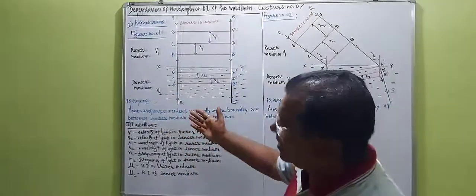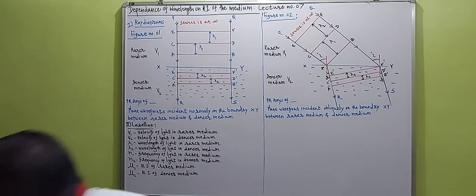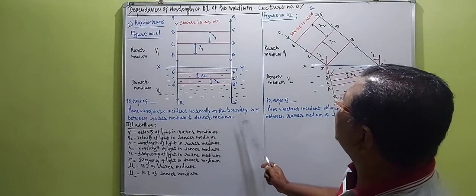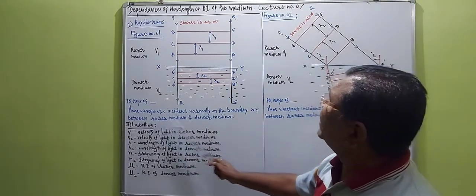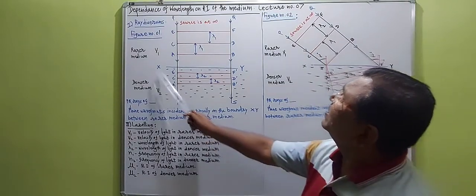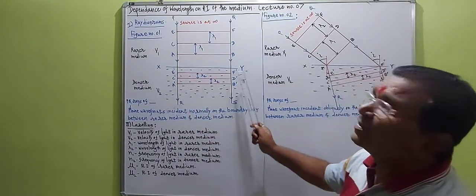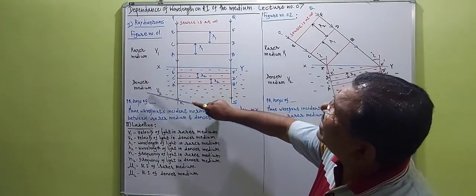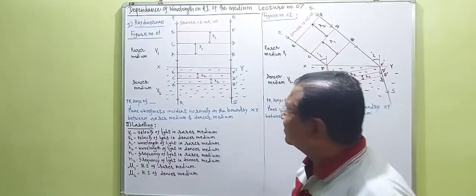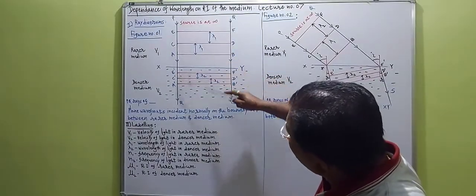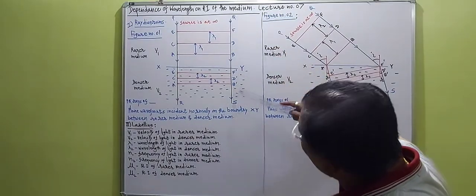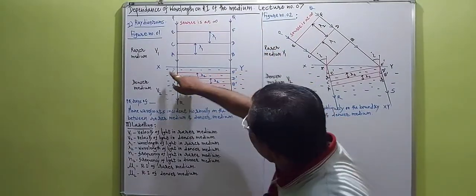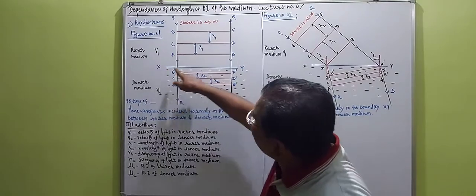The first diagram is what? Plane wavefronts incident normally on the boundary XY between rarer medium and denser medium. XY is the boundary which separates the two media, rarer medium and denser medium. This is the first thing. In the first figure, the ray of light is incident normally. That means the ray of light is incident perpendicular to the boundary XY.